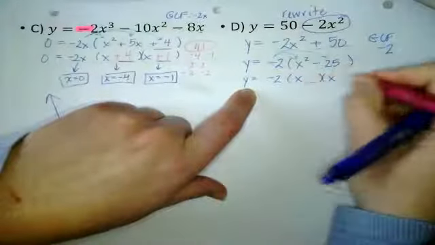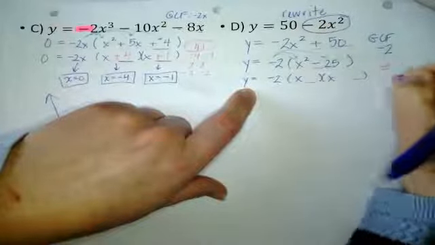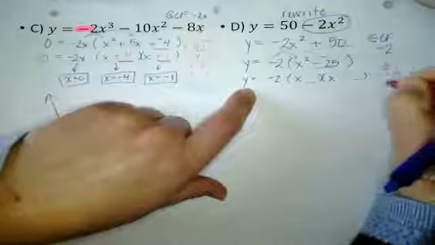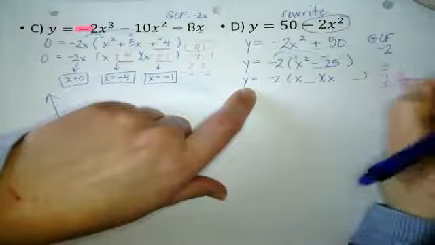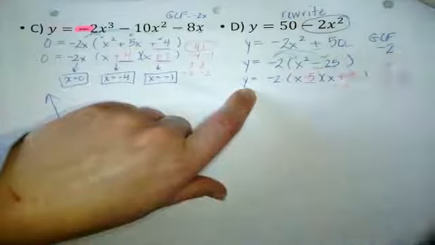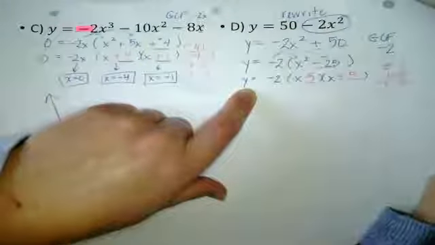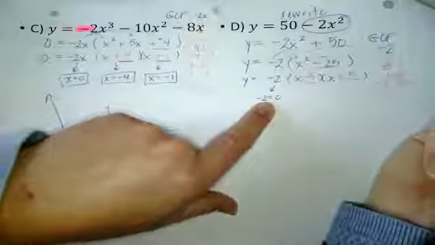What times what gives me negative 25? Well, negative 25 and positive 1, or negative 1 and positive 25, negative 5 and positive 5. And that's the only one that's going to cancel out the middle term. So negative 5 and positive 5. Difference of squares. Now, when we go to set these equal, does negative 2 equal 0?